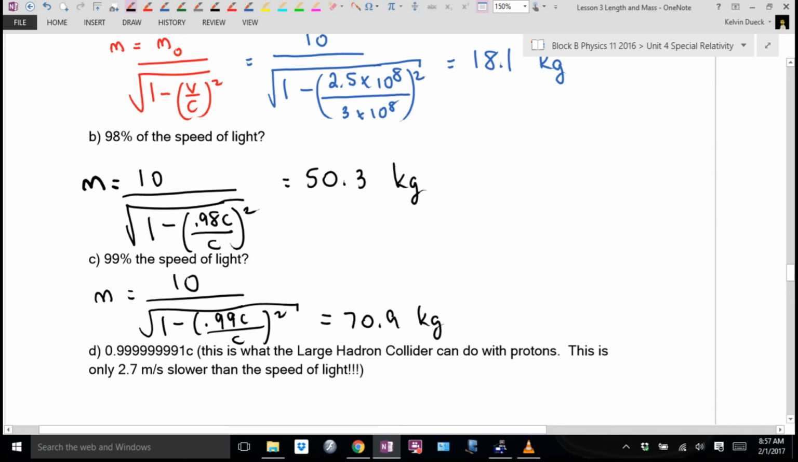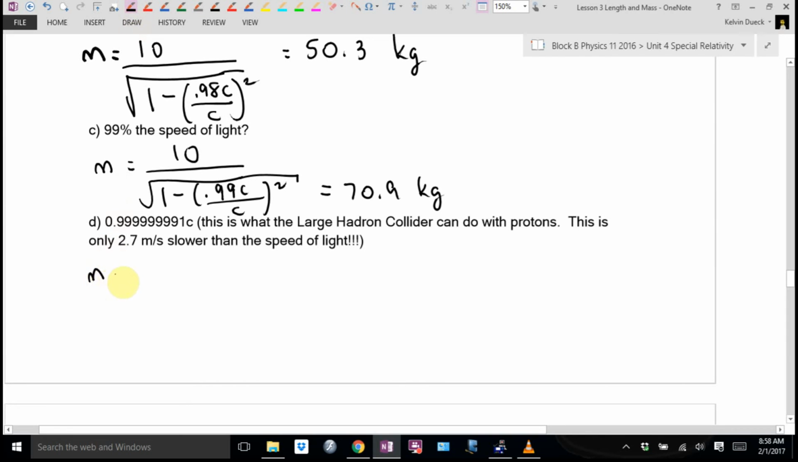The fastest that we can get things is at the Large Hadron Collider. It could not do this with a 10 kilogram mass, but it can get subatomic particles to 0.999999991 c. It's 8 nines and then a 1. This is only 2.7 meters per second slower than the speed of light. Pretty fast.